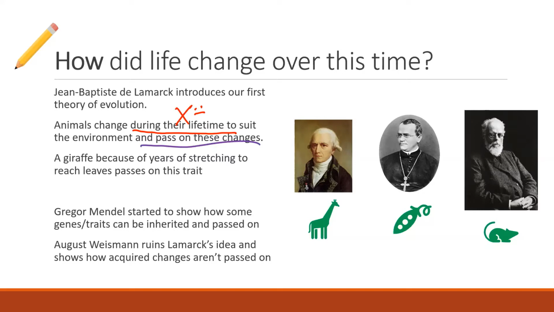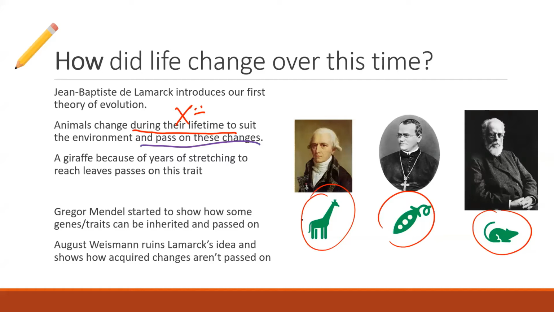Now, the last person I want to talk about on this slide is August Weismann. Now, Weismann or Weismann, I don't know what it is, ruins Lamarck's idea and shows how acquired changes are not passed on. Now, I didn't write how he did this, but I'll tell you the story now. And that's why his picture is a rat. So we've got a rat, some peas, because remember he did his experiment on peas, and we've got a giraffe. Why has he got a picture of a rat? So what August Weismann did, it's a bit traumatic.